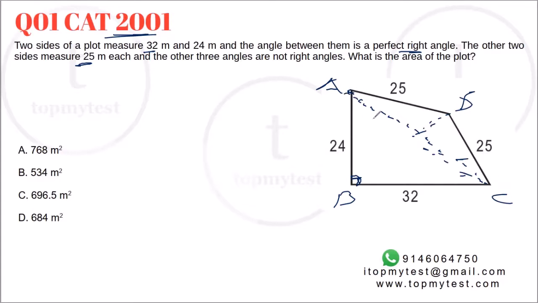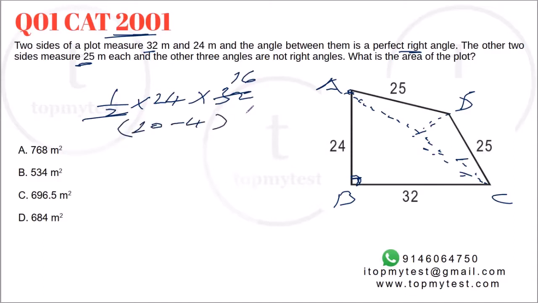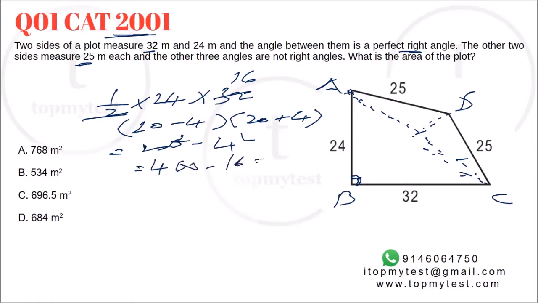For ABC, it's pretty straightforward. Half base into height. We know the base and the height. So half of 24 into 32, so 24 into 16, that's 20 minus 4 into 20 plus 4. So that's 20 square minus 4 square. 20 square is 400, 4 square will be 16. So this will be 384.